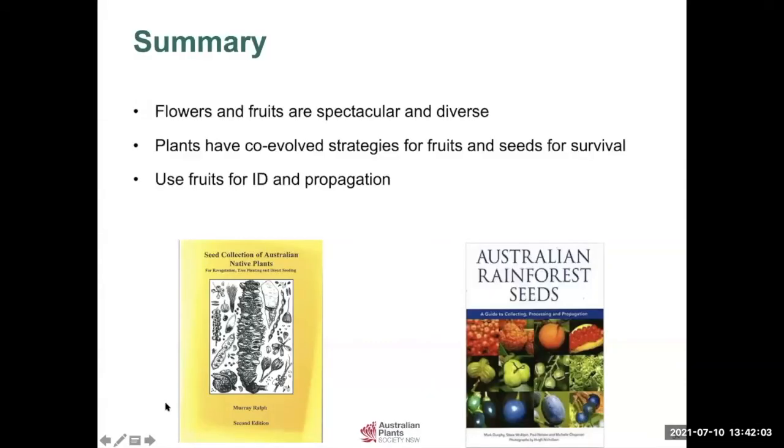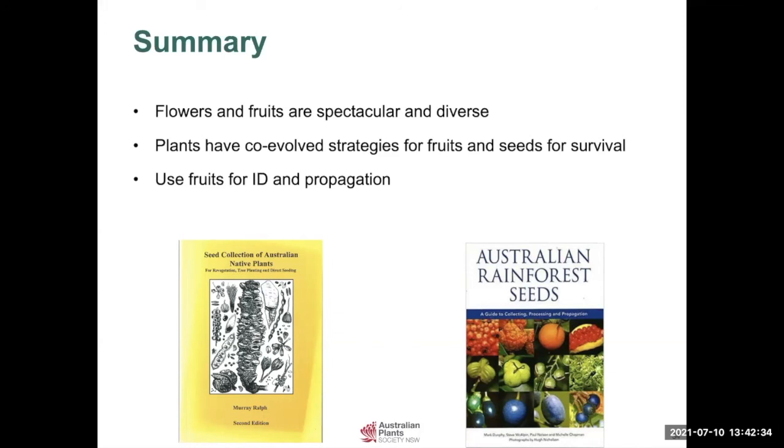I suppose I wanted to emphasize that we do tend to focus on our flowers because they're so spectacular, but I think our fruits can be just as spectacular and diverse. I do have a collection of things which, if I was doing this in person, I would show you. Even things like, I didn't mention, you can see this great big casuarina cone, which is so different from our local ones. A lot of the rainforest fruits are so spectacular.